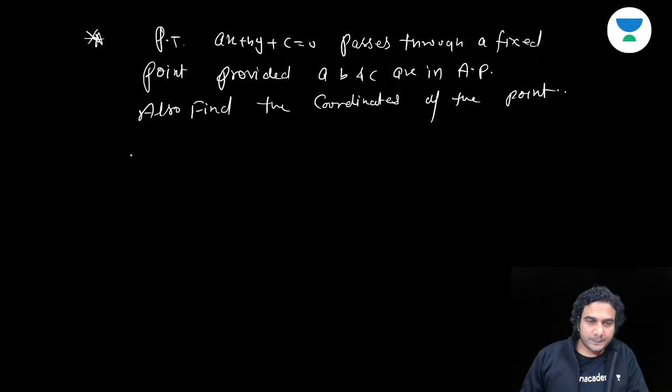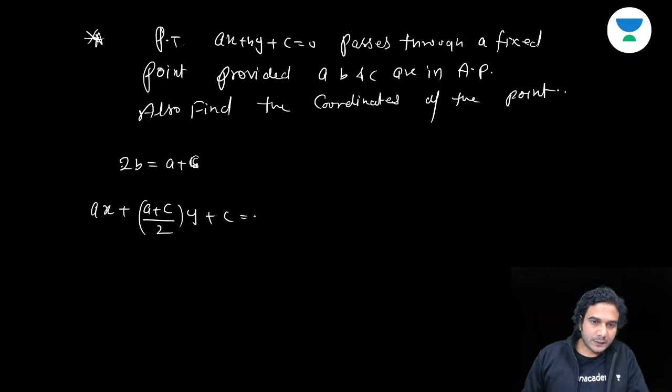Jia, did you solve it by putting 2b is equal to a plus c? So in this equation, ax plus by plus c equals 0, solving like this, same as the previous question. So now you write it as a into x plus 1 by 2 plus 1 by 2 y plus 1 into c, right?